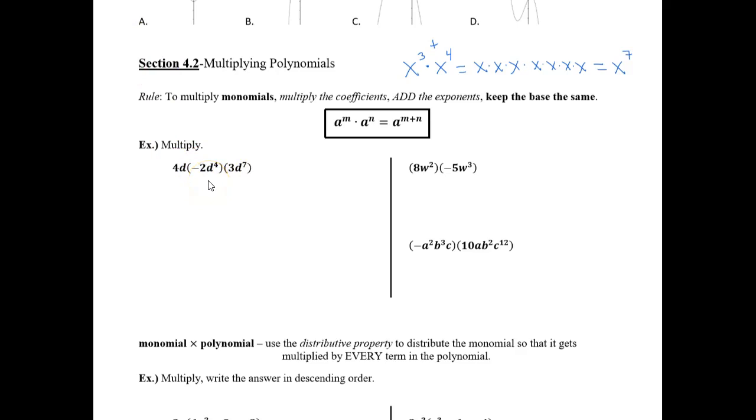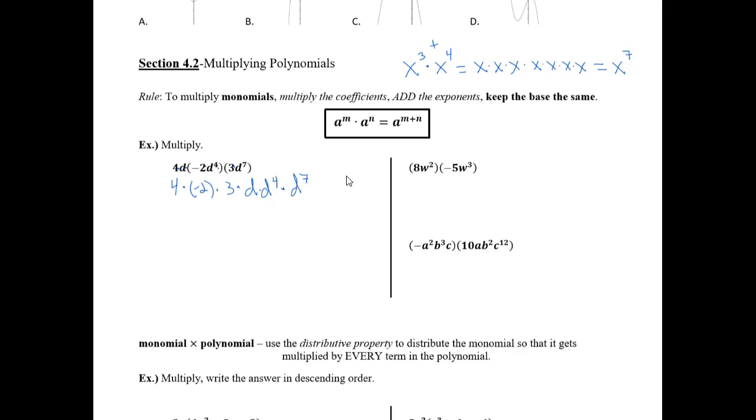So let's look at this example down here. Over here I have 3 monomials being multiplied, but it's still all multiplication. This says 4 times d times negative 2 times d to the fourth times this whole quantity of 3 times d to the 7th. All of this is multiplication. So we could rearrange this in any order we wanted. We could say 4 times negative 2 times 3, and then times the d's.